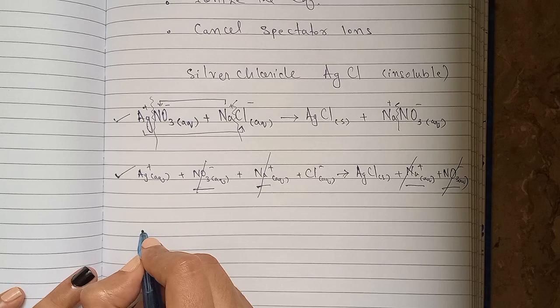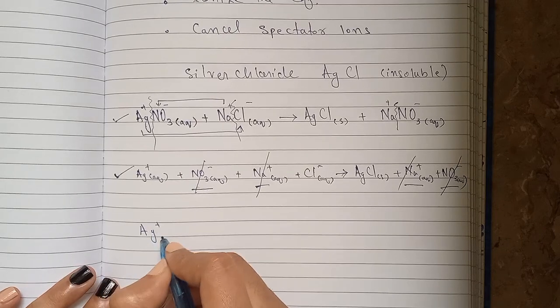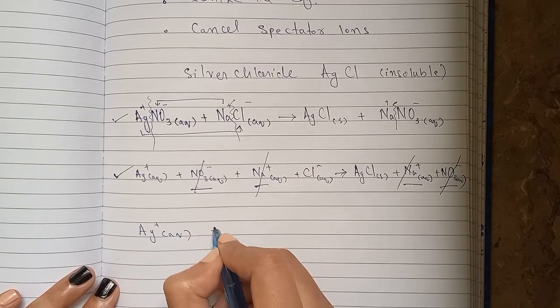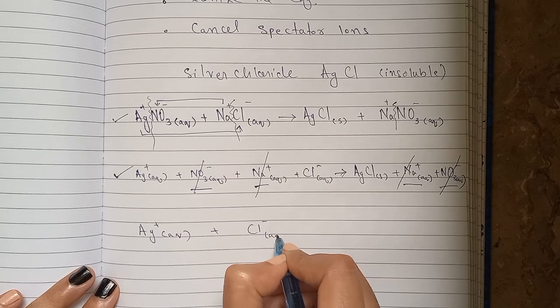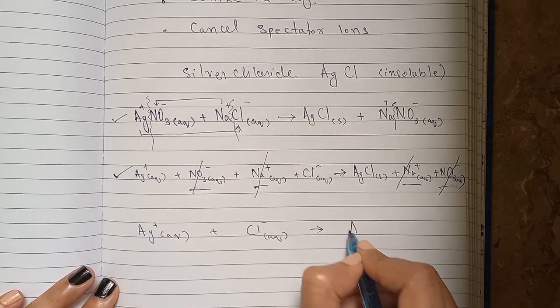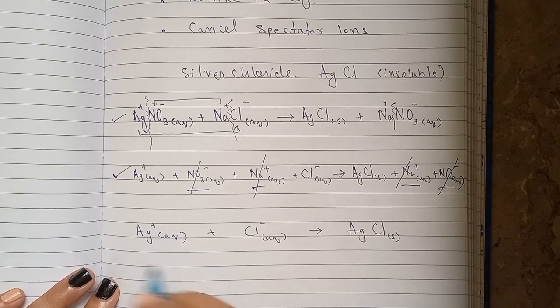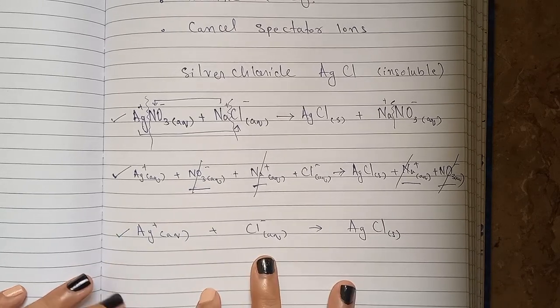So in the third and final step, I'll get silver positive ions and chloride negative ions. After the arrow, we have only silver chloride solid. That's it. So this is the final equation.